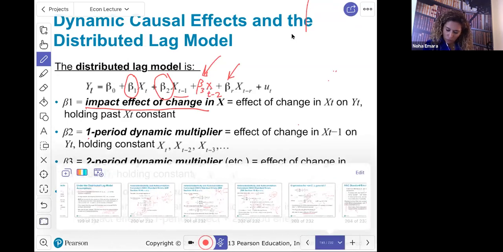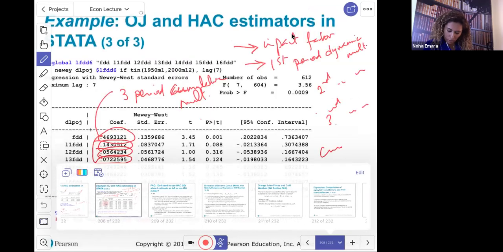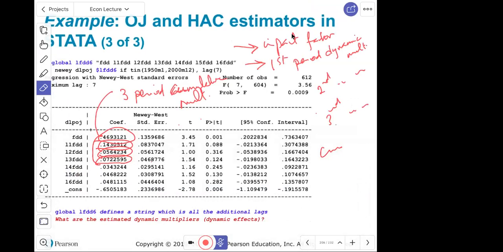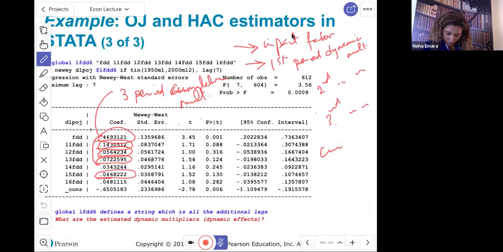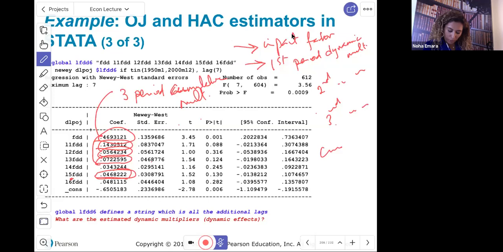So when I go to here, can you tell me what is the fifth period dynamic multiplier? Would that be the 0.468222? Exactly. So this one is called the fifth period dynamic multiplier, which is the coefficient attached to lag 5. And then I can ask you, what is the cumulative multiplier for the fifth period?